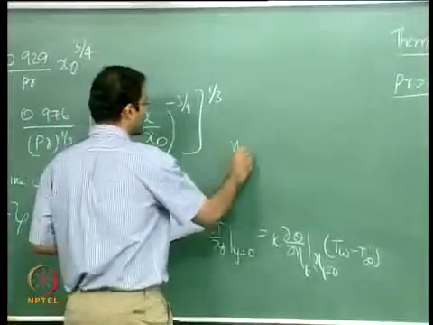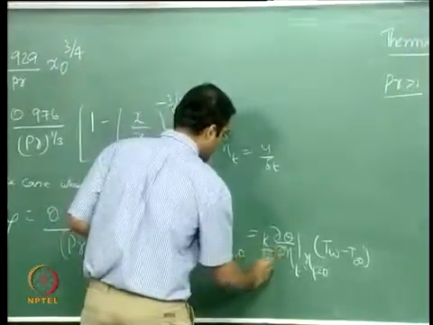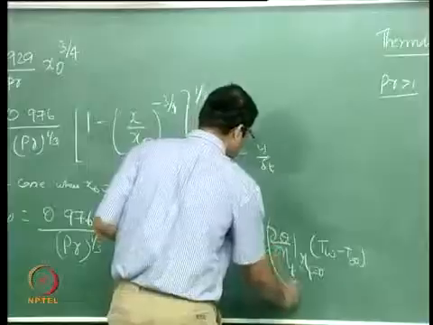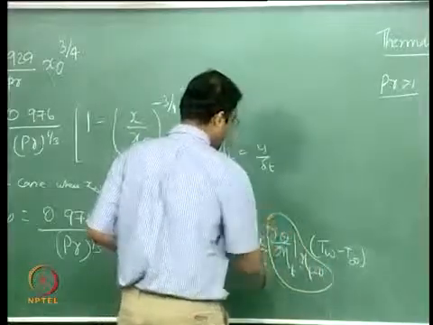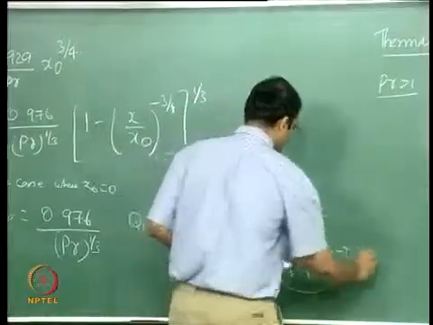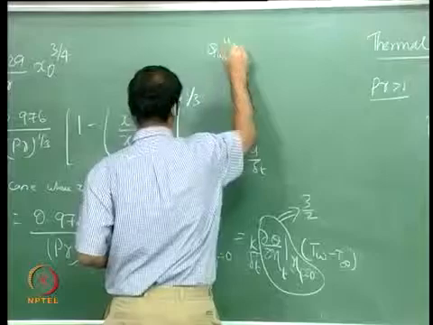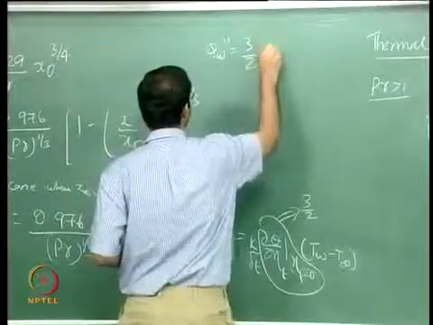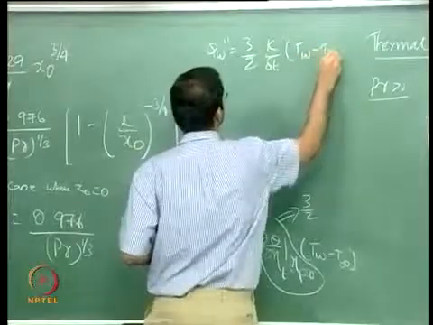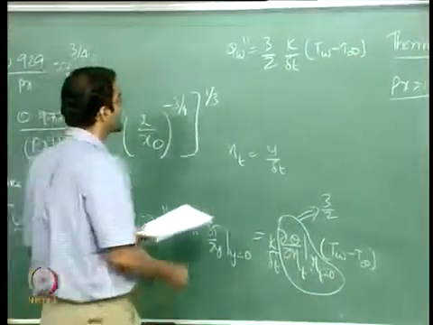Your eta t is equal to y by delta t, so d eta by dy is 1 by delta t. So that will be delta t in the denominator here. And d theta by d eta at eta t equal to 0 is nothing but 3 by 2. Therefore this can be written as q wall double prime equals 3 by 2 k by delta t into T wall minus T infinity. From this everything else follows.